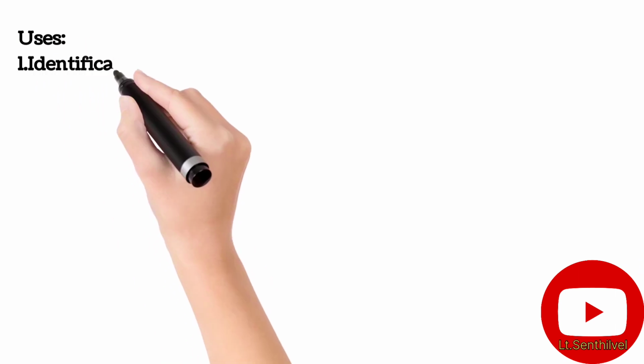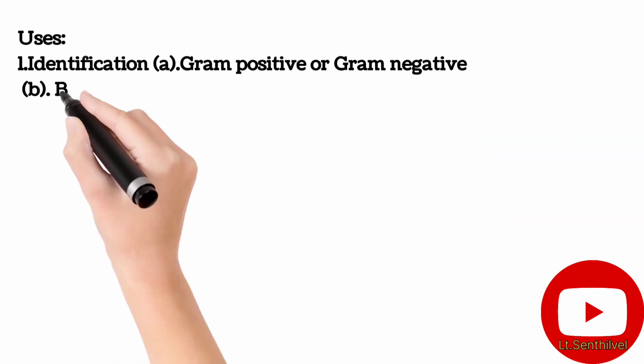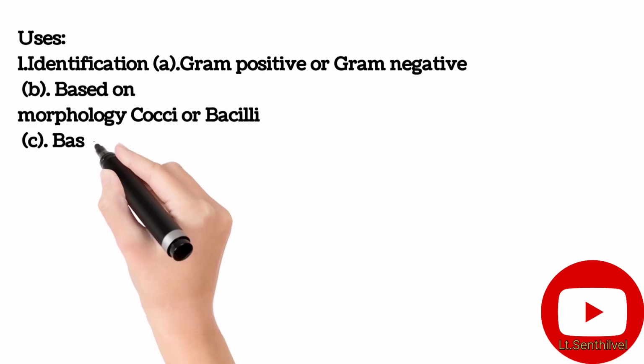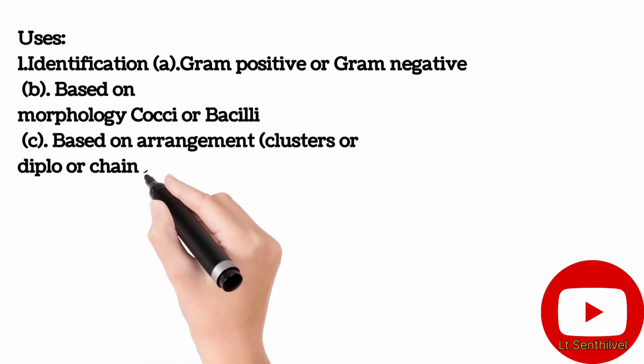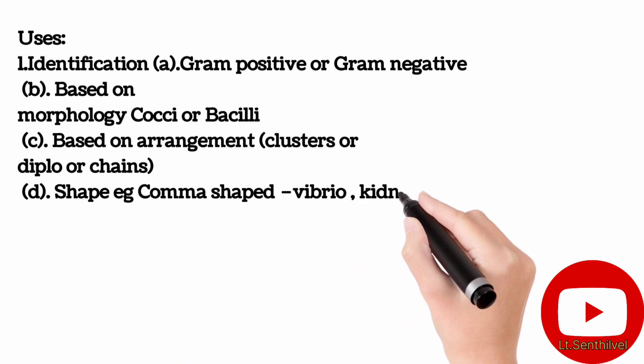Uses. 1. Identification. A. Gram-positive or gram-negative. B. Based on morphology, cocci or bacilli. C. Based on arrangement, clusters, diplo or chains. D. Shape, e.g. comma-shaped vibrio, kidney-shaped gonococci.